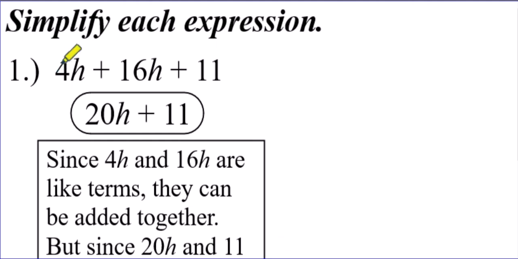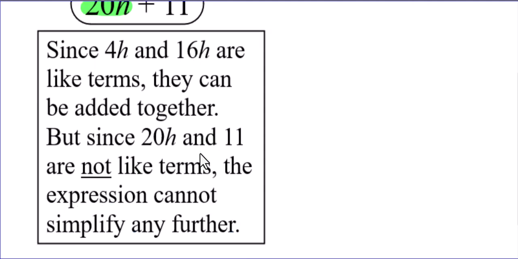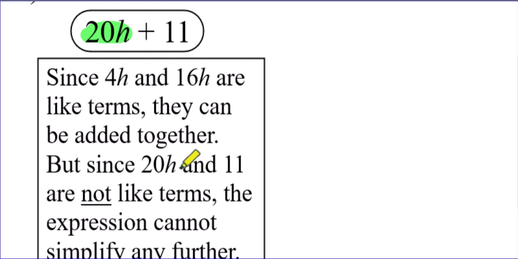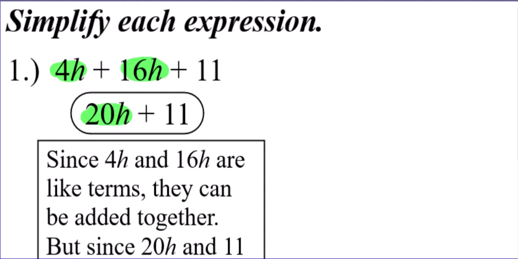Yesterday, or last video, we talked about like terms. Terms that have the exact same variable and how you can add them together. So since 4h and 16h are like terms, since they have the same variable, they can be added together. But 20h and 11 are not like terms, so this algebraic expression cannot simplify any further. Only add like terms together, not unlike terms.